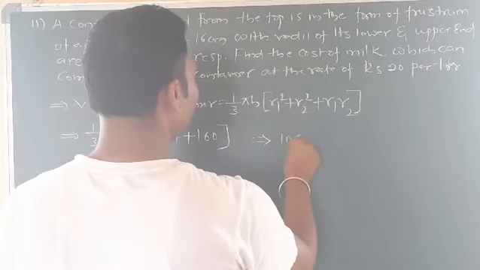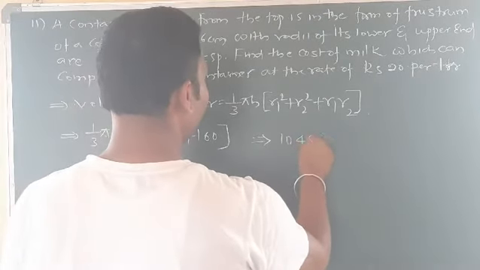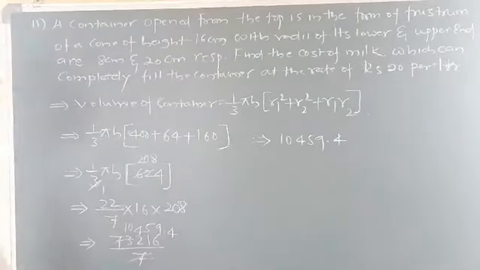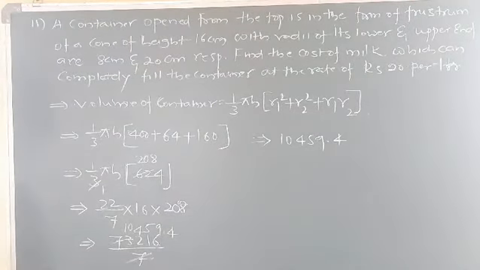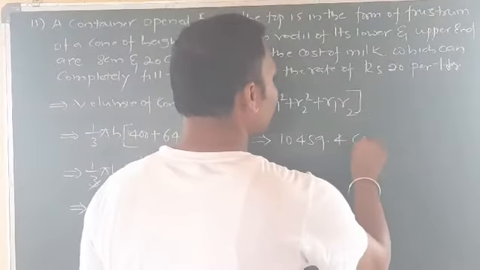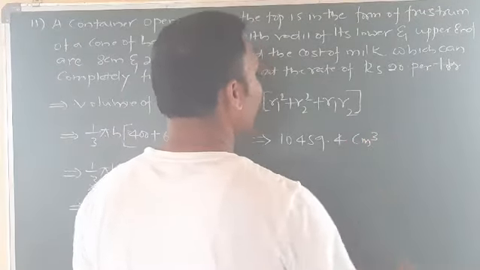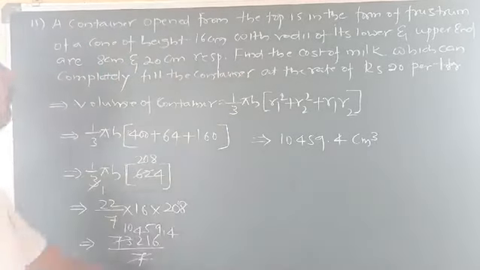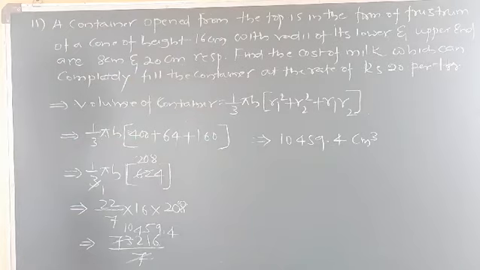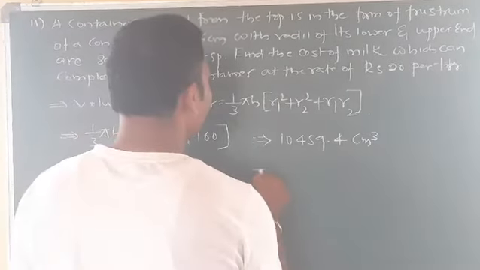Now what I'll be doing is I'll write here how much we'll get: 10,459.4 will get. Once you got this much, now this is centimeter cube. So we need to find the cost of milk which can completely fill the container at the rate of ₹20 per liter. So we need it in liters, so I'll convert this one.